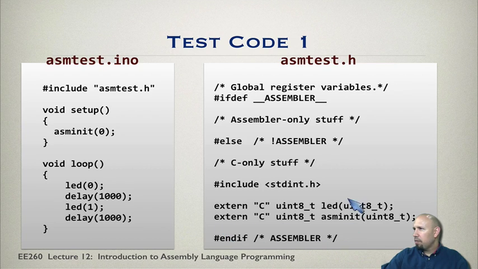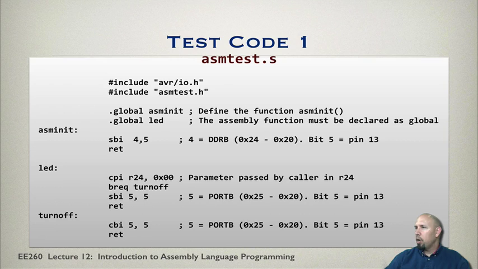So if there are specific assembler requirements, it's going to do this. Otherwise, it's going to do this. That's our header file. And then here is our assembly code. Notice here is ASM init, and notice it's very short. Here is our LED function. Again, it's fairly short. And then we have another function that we've defined here. Or it's not really a function, it's actually a part of the LED function. So that's the code.